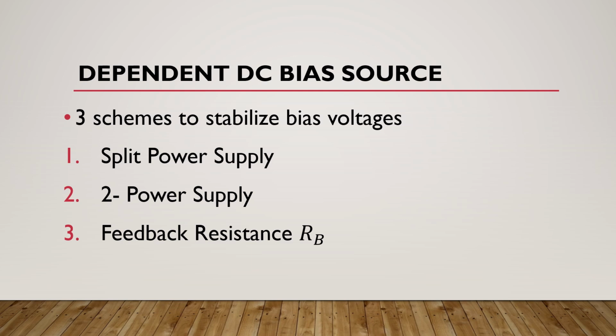We know that DC bias sources are VBB, VCC, and VEE. The main purpose of biasing a transistor is to establish a constant DC collector current such that this collector current becomes insensitive to variation in temperature or large variation in beta.